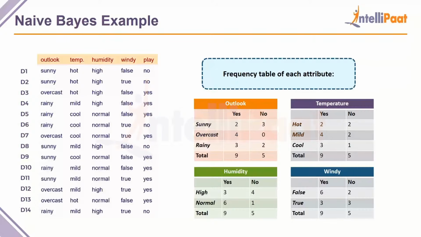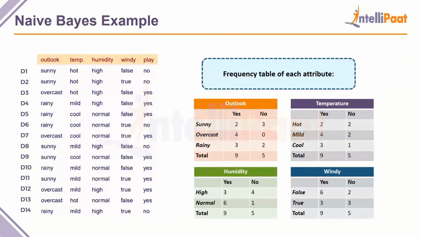So we have the outlook. In outlook, we have sunny, overcast, rainy. So we calculate the yes and no of all of those, and the totals are 9 and 5 for yes and no. So we get that for temperature as well: hot, mild, and cool. We get that for humidity, high and normal, and we get that for windy, true and false.